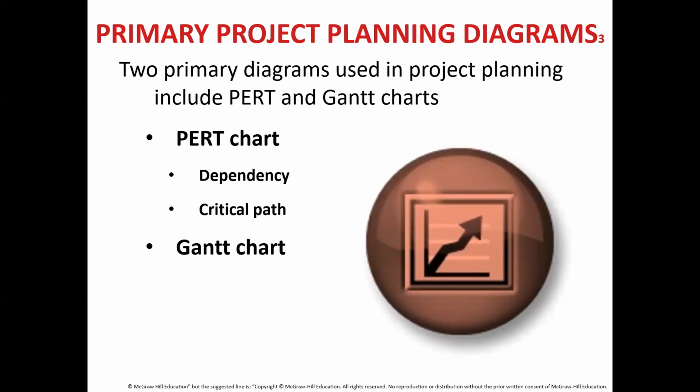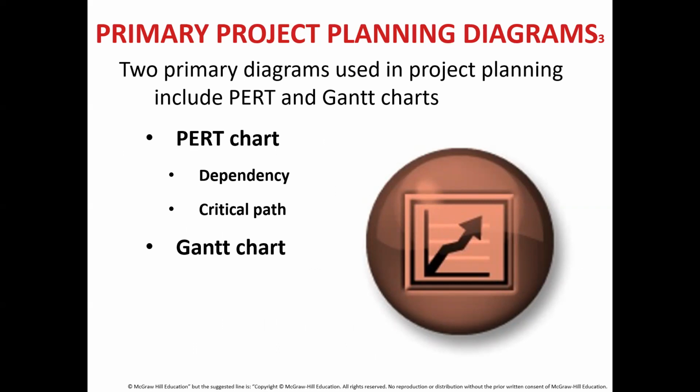Some primary project planning diagrams include, and we will be discussing two of them in this slide, the first one is the PERT chart. The abbreviation PERT stands for Program Evaluation and Review Technique. It is a graphical network model that depicts a project's tasks and the relationship between those tasks. Generally, there are two elements found in a PERT chart: dependencies and critical paths.